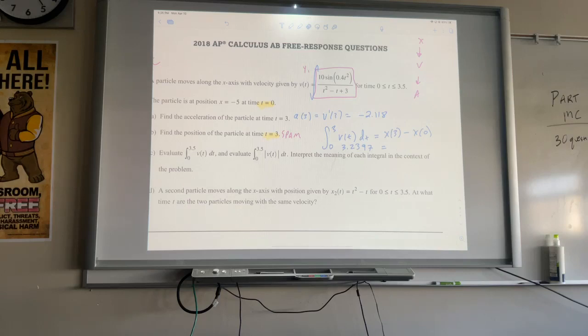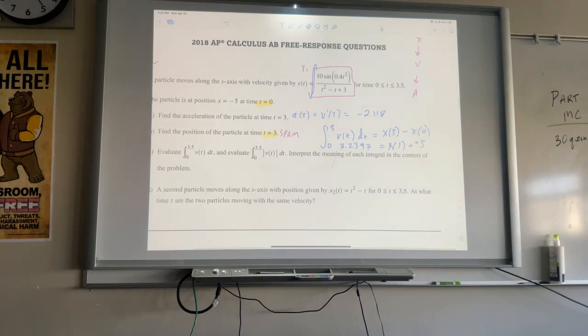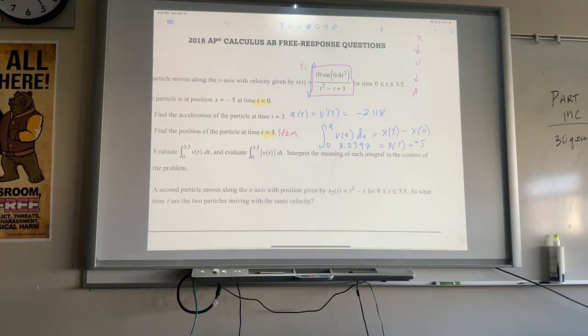Sorry, hold on, that's all right. Equals the position at 3 minus -5. So guys, the key is then I had to go through and subtract 5. If you put that answer, you're wrong. Okay?